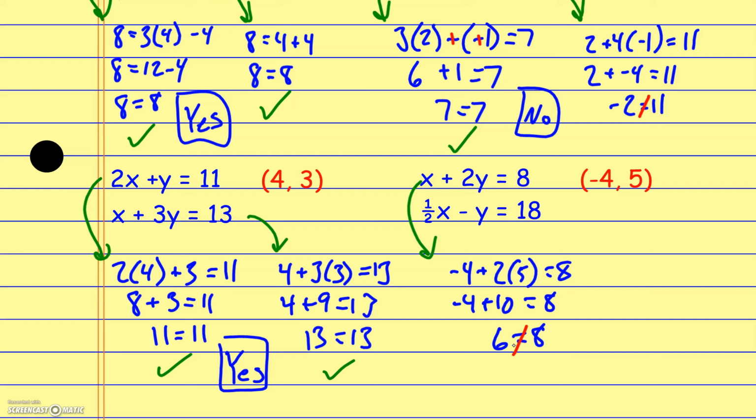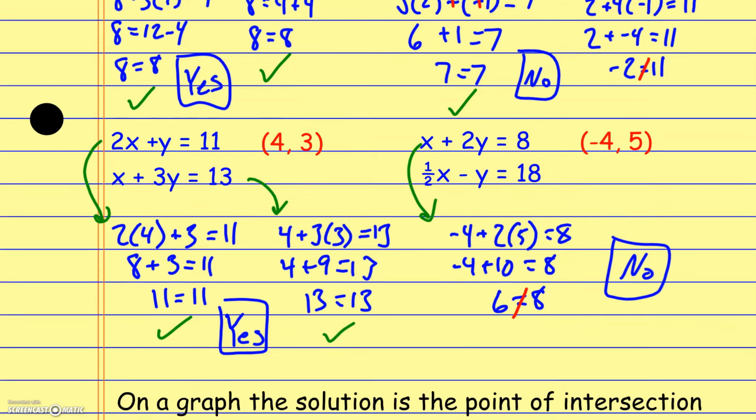Because remember, for this thing to be a solution to the system, it has to work for all of the equations. And right away, do I know that this will work for all of the equations? I know most certainly that it will not because it didn't work for the first one. I don't even need to bother plugging it into the second one because even if it does work for the second one, the answer is still no. Okay? So now systems by graphing.